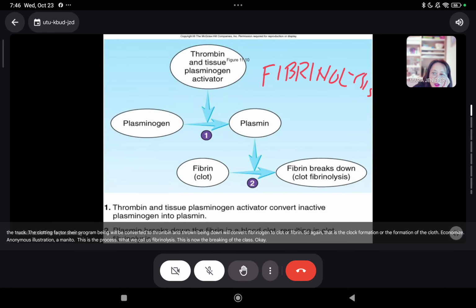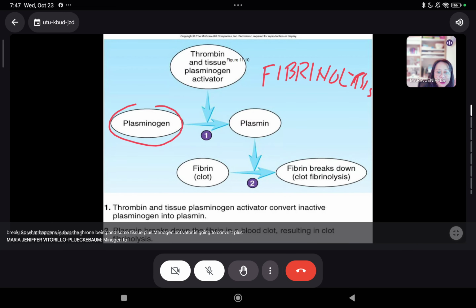Okay? So once the damage or the injury of the blood vessel is already healed, not done, but once the damage of the blood vessel is already healed, the clot there needs to lyse or needs to break. Okay? So the clot there is going to break. So what happens is that the thrombin and some tissue plasminogen activator is going to convert plasminogen to plasmin.